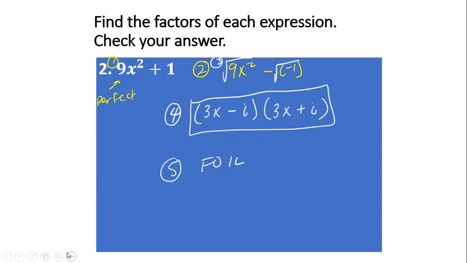Questions, comments, concerns? Remember, taking the square root of a negative, you're going to have an i, and you're going to have a positive and a negative version of the root.